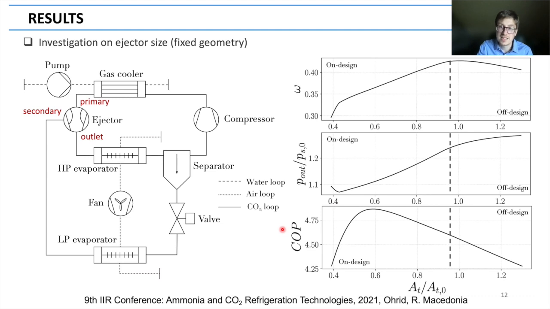In addition to that, we see that this maximum COP does not correlate with the ejector critical point, which is located at the intersection between on and off design regimes. And the ejector is rather operating well under on design regime at the maximum COP. And so this really goes to show that it is important to study the cycle in its whole when we are dealing with ejectors.